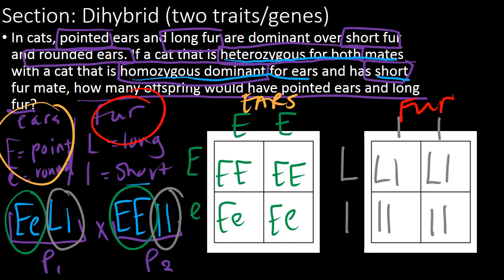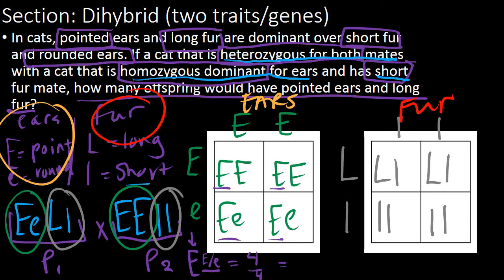And now we need to actually go back and do the math to figure out what my answer would be. So my question is asking me how many would have pointy ears with long fur. Pointy ears, remember, that's 1 capital E. Do I care what the second E is? No. It could be capital, it could be lowercase. I don't care. As long as I got that first capital E, I'm going to be pointy. So how many out of this first Punnett square have a capital E? That would be 1, 2, 3, 4. Okay, so 4 over 4.